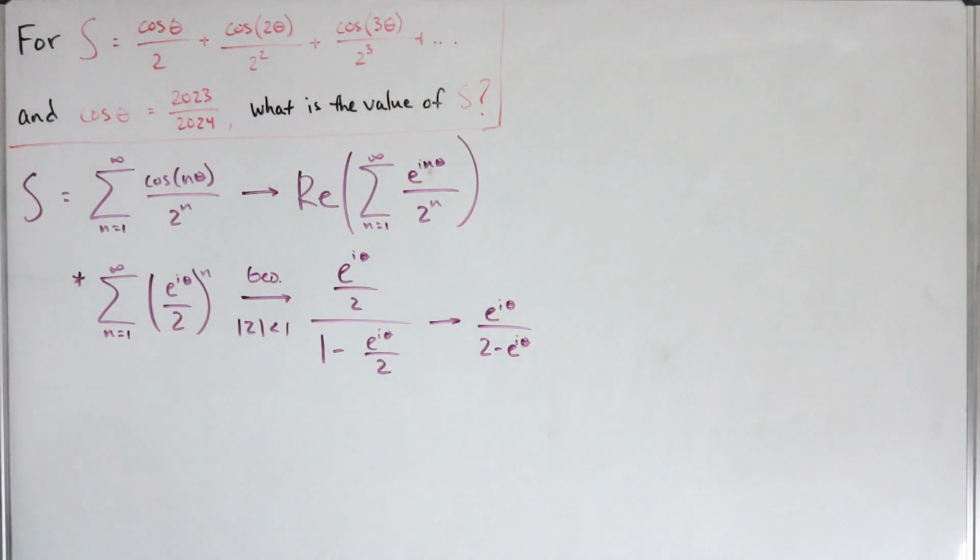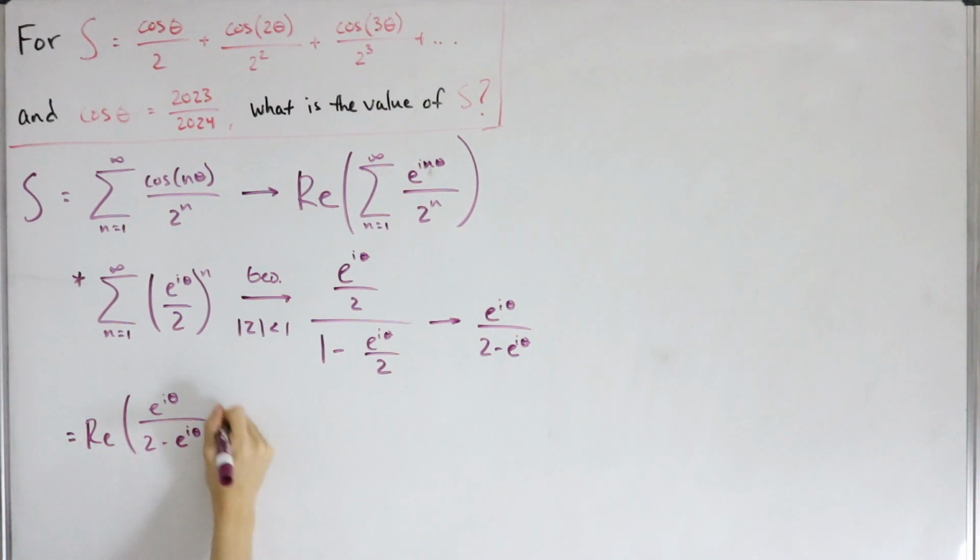Okay, so continuing forward, we can reduce this even more such that we have the real part of e to the power i theta divided by 2 minus e to the power i theta.